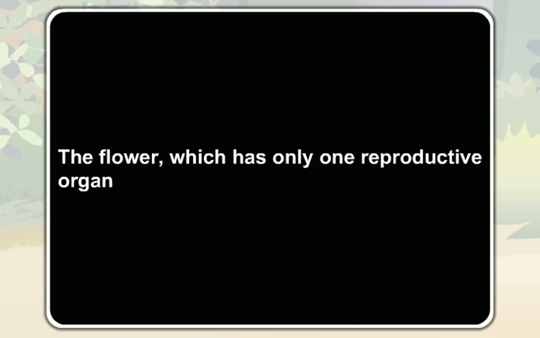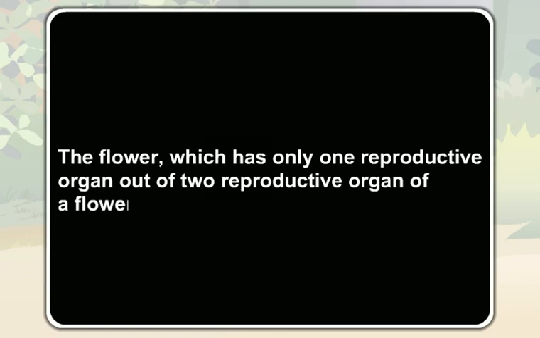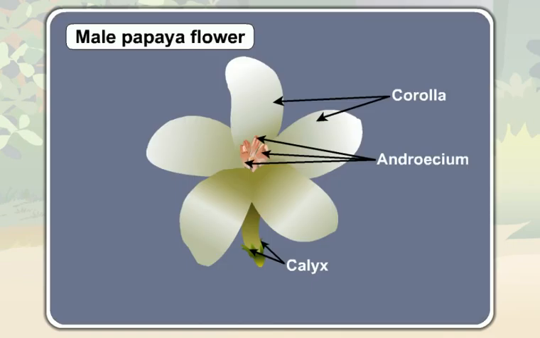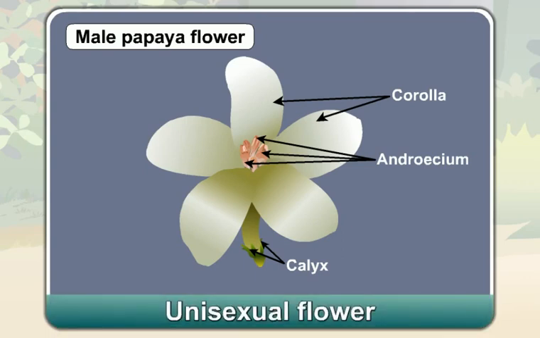The flower which has only one reproductive organ out of the two reproductive organs of a flower is called the unisexual flower. So, the male papaya flower is a unisexual flower.